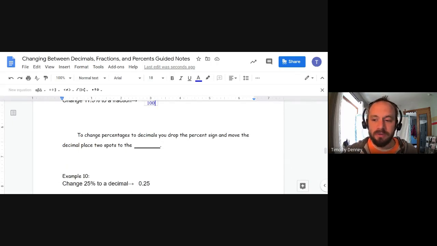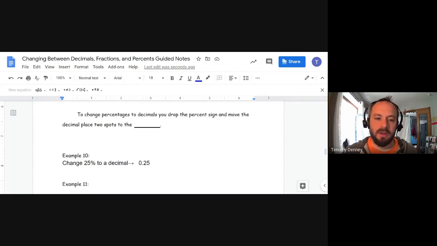All right, what about percentages to decimals? Okay, you drop the percent sign and move the decimal place 2 spots to the blank. All right, there's a rule. This is kind of the rule.